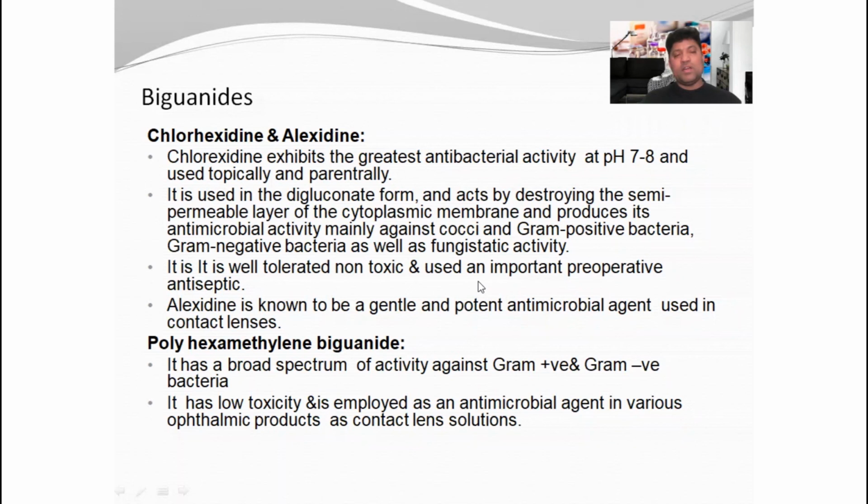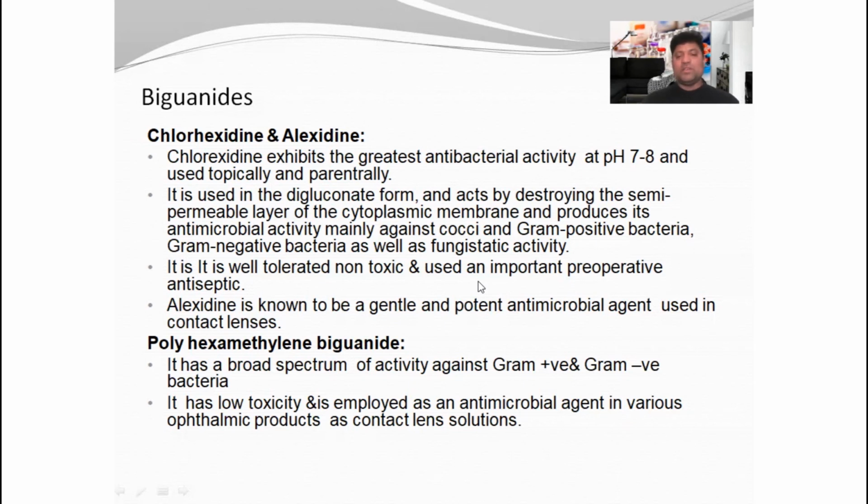Polyhexamethylene biguanides. So chlorhexidine exhibits the greater extent of antibacterial activity at a pH of 7 to 8 and is used topically and parenterally. It is used in the digluconate form and acts by destroying the semi-permeable layer of the cytoplasmic membrane and produces its antimicrobial activity mainly against cocci and gram-positive bacteria, gram-negative bacteria as well as fungistatic activity. It is well tolerated and non-toxic, used in important pre-operative antiseptic preparation.